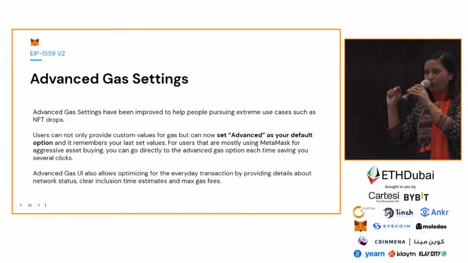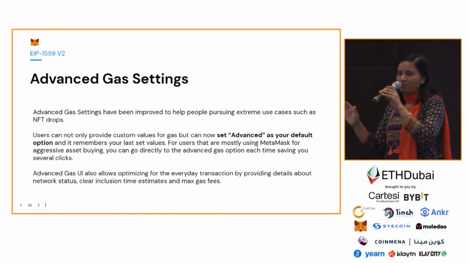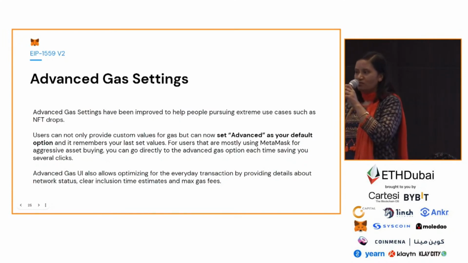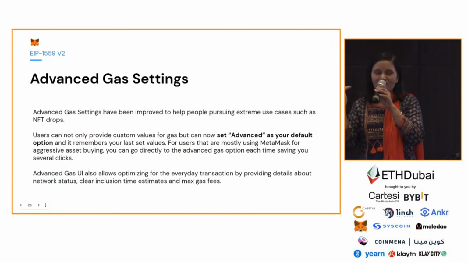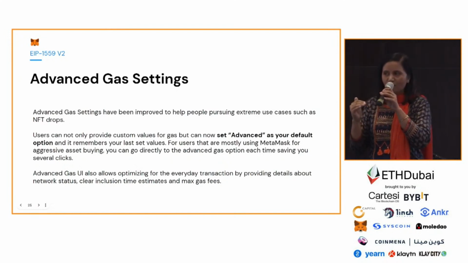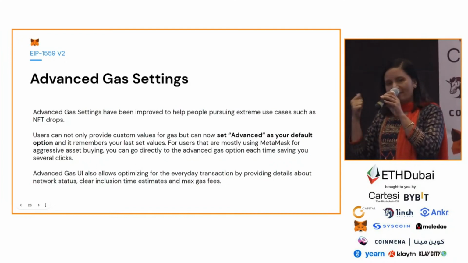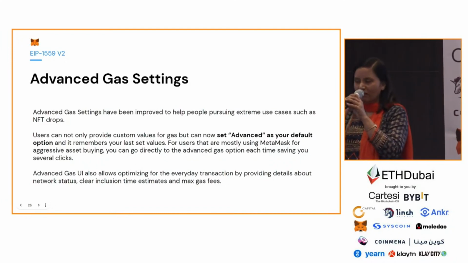So you can save these values as default. If you're running a time-critical transaction, you want to execute it really fast, you can save these custom values as default. Then you create a transaction, and it's going to use these defaults, your default gas settings, and you can quickly confirm. Or if you want to edit these custom values, that will be a single click.